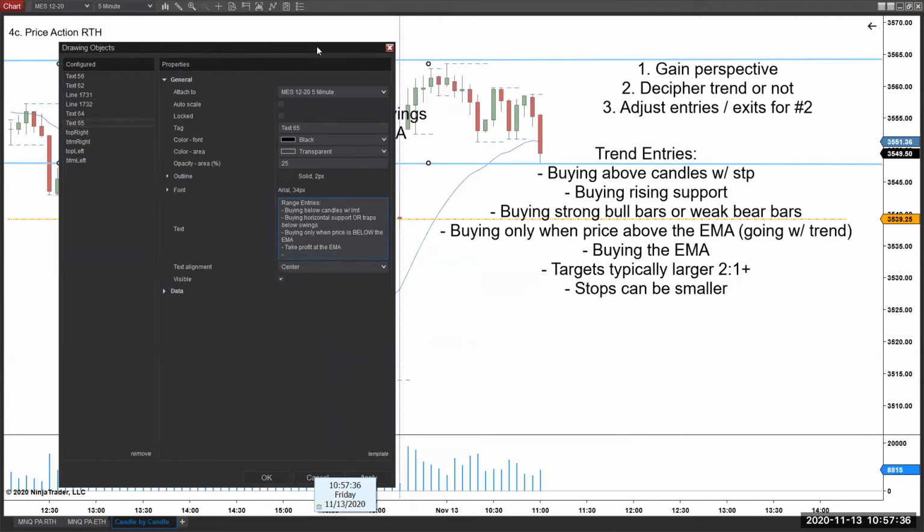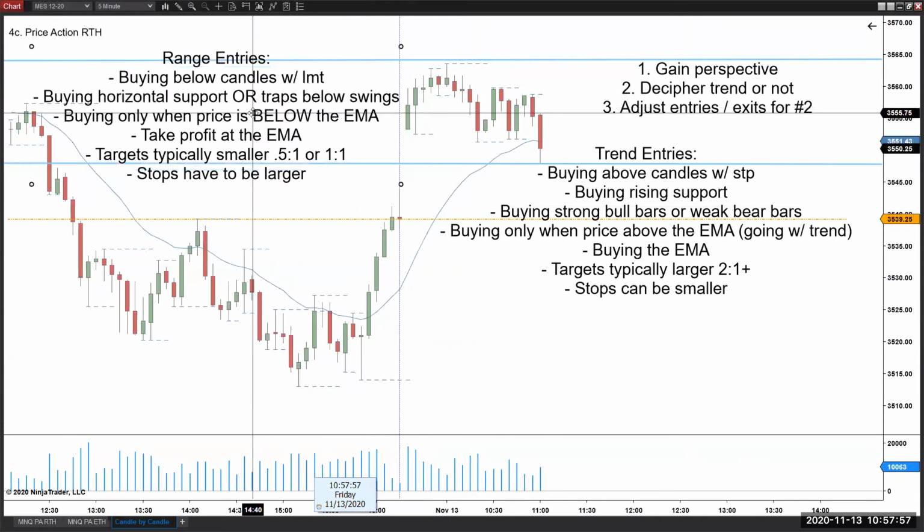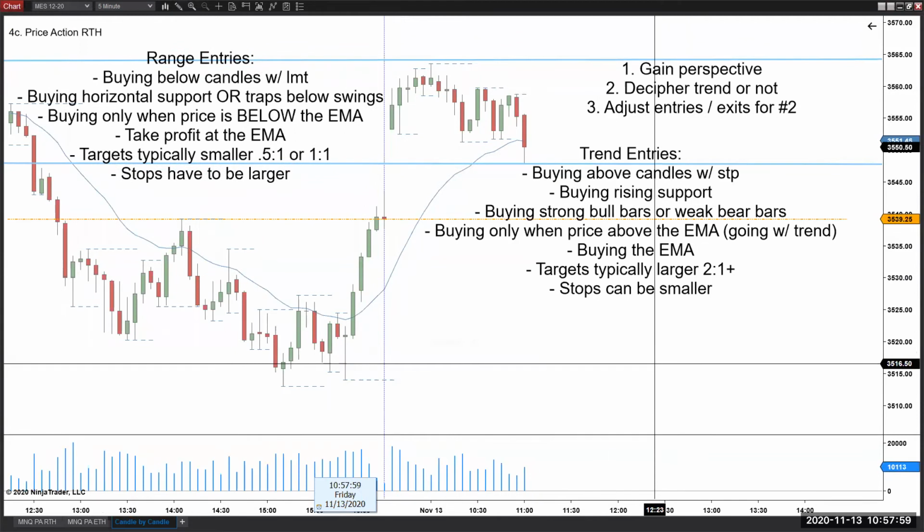Another one, aside from taking profit: what do we know about ranges? They're smaller. They're consolidated. Targets are typically smaller. 0.5-to-1 or 1-to-1 is where you're hovering in a range. Stops have to be larger. That's a range. That's how they work, so you've got to approach this a little bit differently.